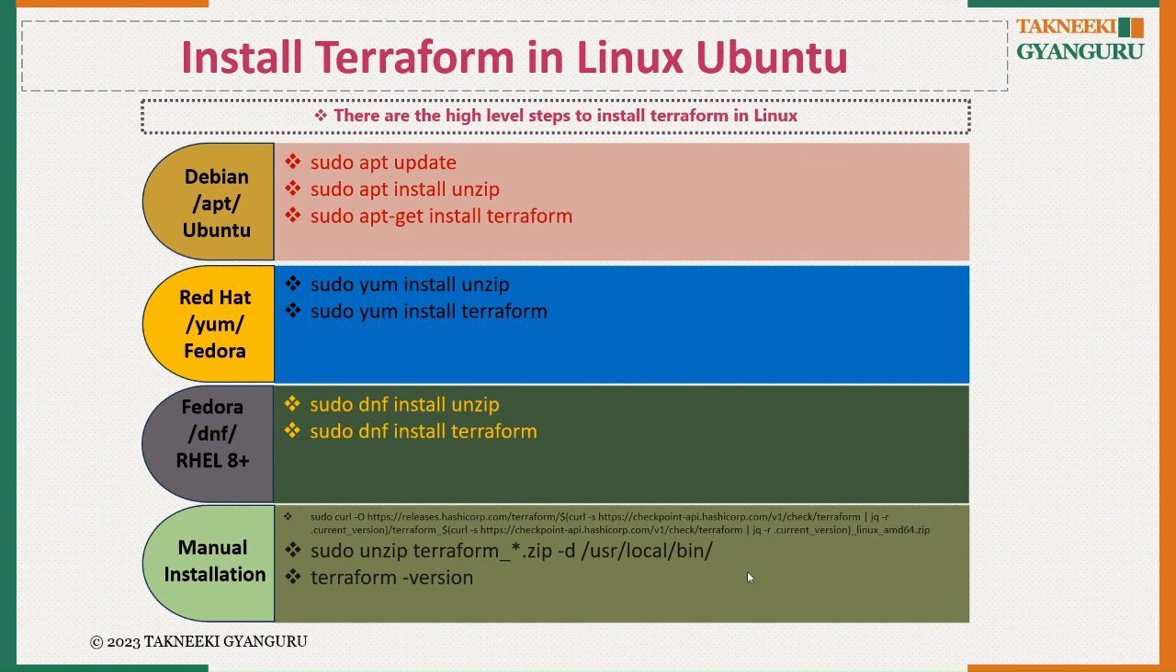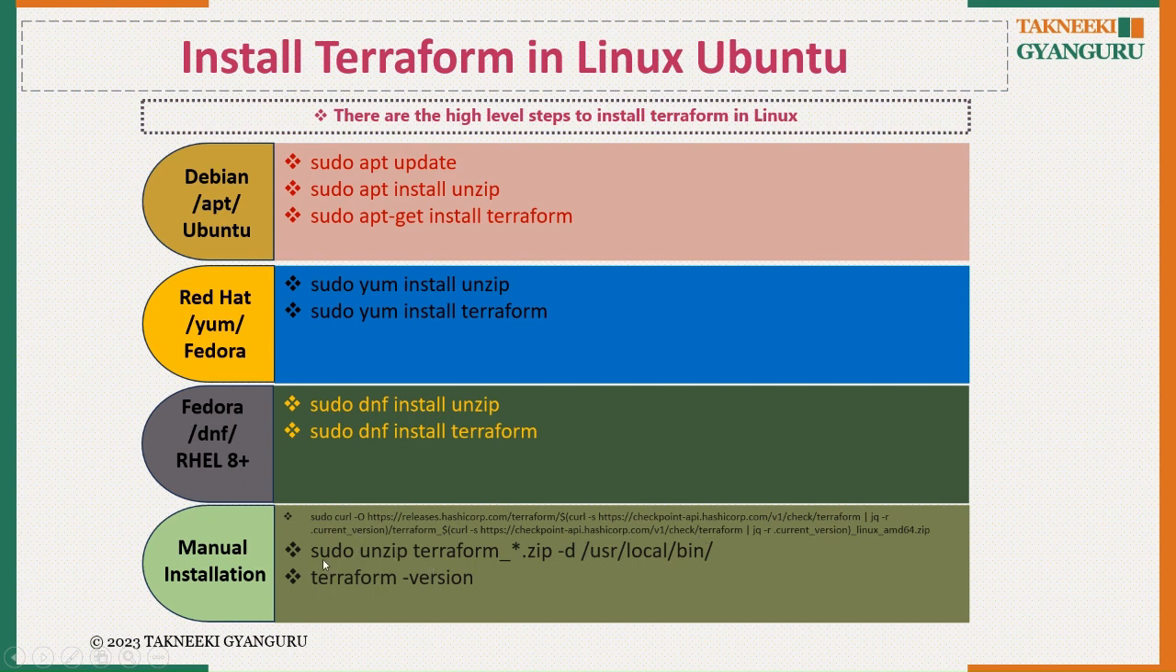And if we want to install manually, and don't want to use these apt or yum commands, what we need to do is, first of all, download the latest version of Terraform from the official Terraform site. We have the zip folder there. We just need to copy the link of the latest Terraform and use curl: sudo curl -o and put the URL of your Terraform.